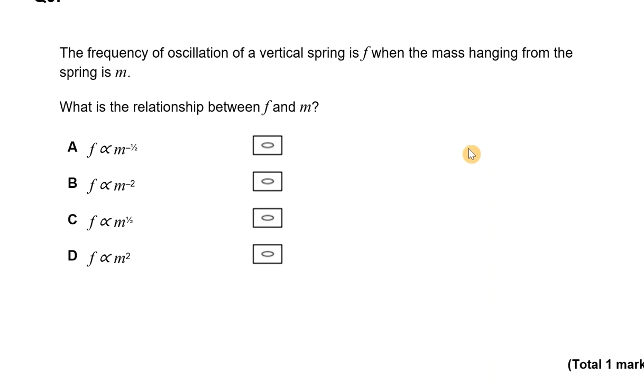Hello, here's another AQA A-level physics question on periodic motion. If you want to try to answer this question yourself, pause the video now. If you got the answer A, well done.